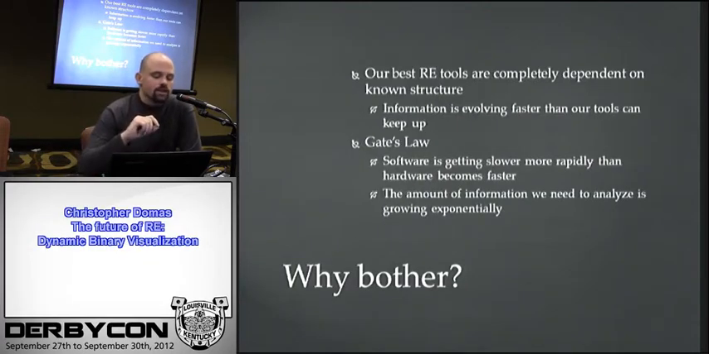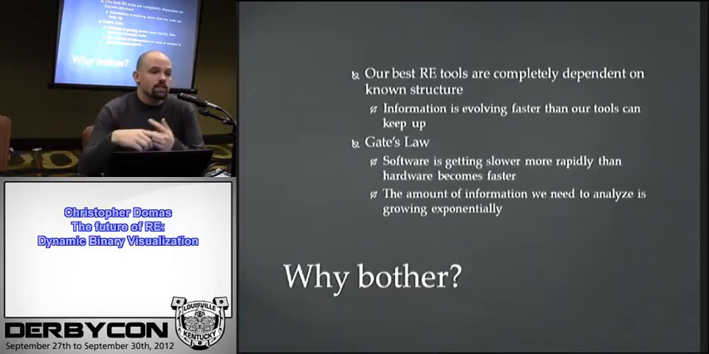So the biggest issue I see is that our best reverse engineering tools are completely dependent on a known structure. So the problem with that is that information is evolving faster than our tools can keep up with it. Every day there's a new instruction set, a new data format, a new file format, some new format that we need to be able to support. And our tools have to constantly play catch up in order to be able to analyze this type of information. And it's a losing game. This stuff's just exploding at a rate that we can't keep up with. So being tied to structure in this way is hugely problematic. We need to find a better way of analyzing information that's completely independent of structure if we want to be able to keep up with things.